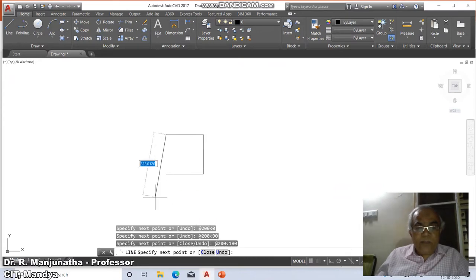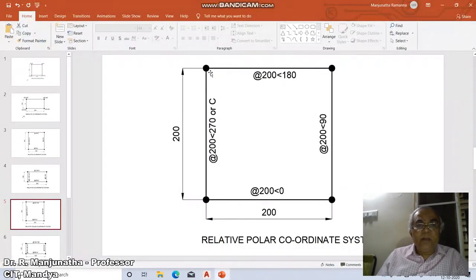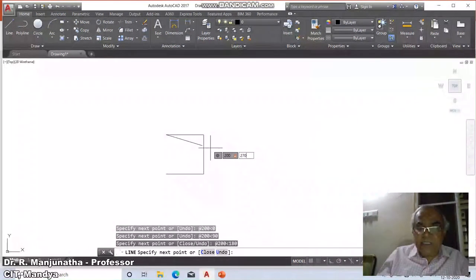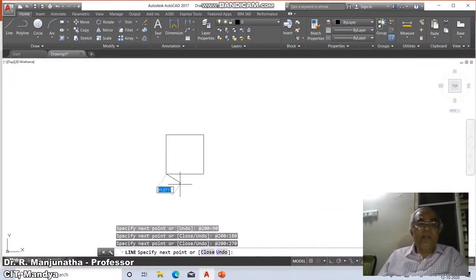we have this option wherein we can say close, or we can give at the rate 200 less than minus 90 because it is in clockwise direction. If you want to measure with reference to the horizontal in counterclockwise direction, then this is the direction of rotation, measuring the angle. It will be 270 degree. So at the rate 200 less than 270 degree or minus 90. So in the clockwise direction.